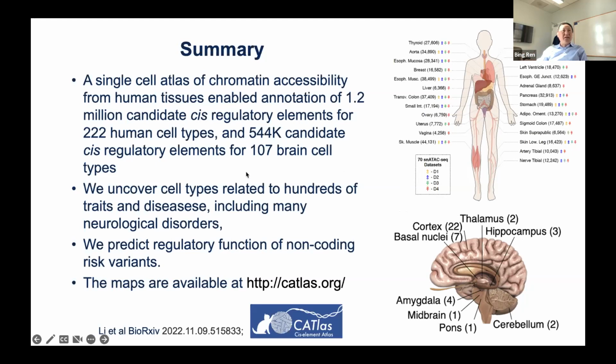To summarize what I've just said, we are systematically investigating the open chromatin and epigenomes in human cells across the body. This allows us to develop sequence-based predictors of open chromatin and of epigenetic marks, and using those predictors, we are now able to systematically investigate the functional roles of risk variants. All the data I talked about today are available at this Catalyst web portal. So feel free to explore, and let me know if you have questions.